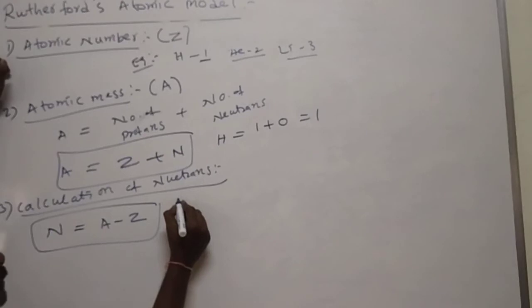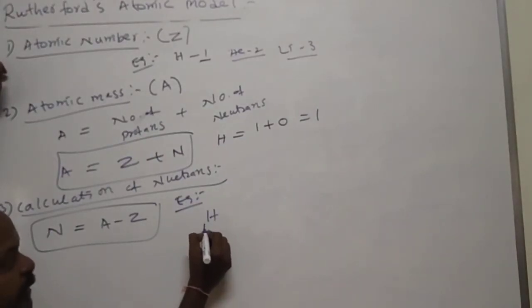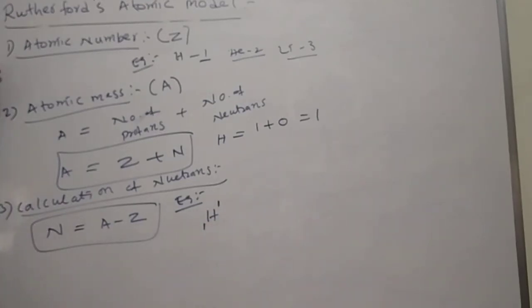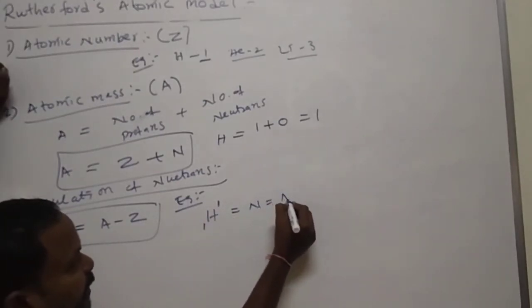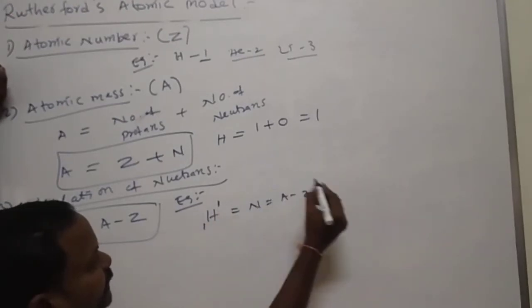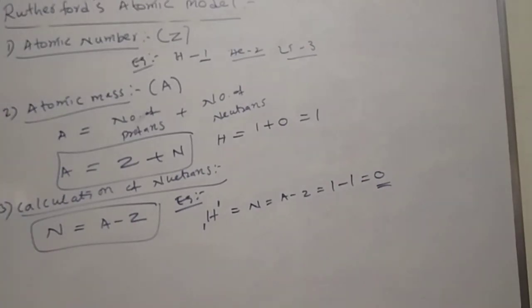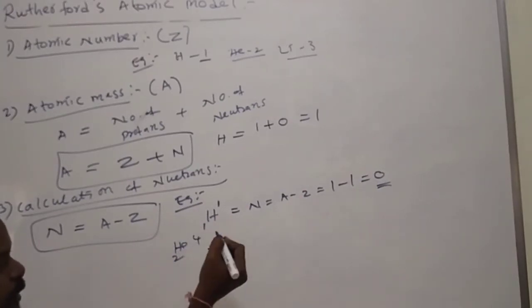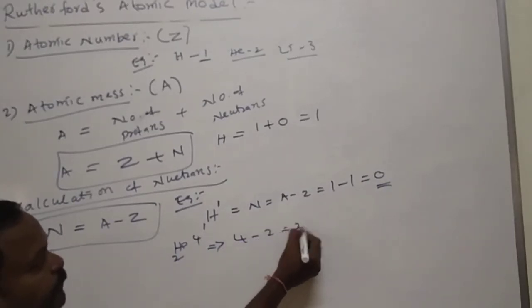First example: the hydrogen atom, atomic number 1 and atomic mass 1. How many neutrons are present? Neutrons is equal to A minus Z, which is 1 minus 1, equal to 0. It doesn't contain neutrons. Take another, for example helium 2, 4. How many neutrons are present here? 4 minus 2, so 2 neutrons.